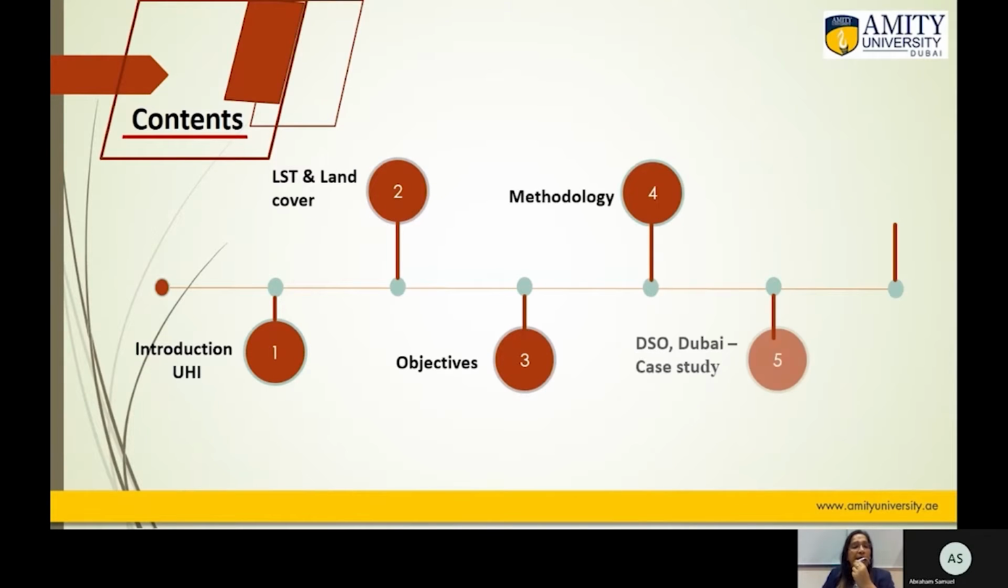To start with, we are going to discuss urban heat island and land surface temperature and land cover. Then we will tell you what the objective of these studies was and why it is necessary. Then we will also discuss the methodology, how we have gone ahead with this case study of this particular neighborhood in Dubai. And then we are going to talk about the case study and a model project development of Dubai Silicon Oasis. In short, we call it DSO. And then we will also discuss the mitigation strategies.